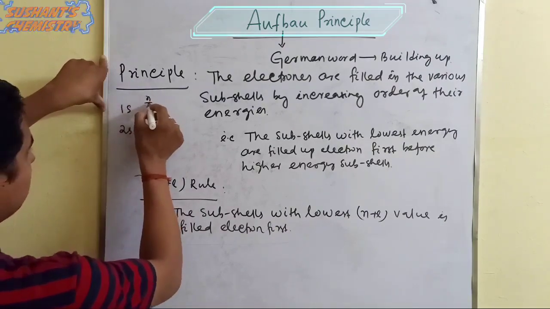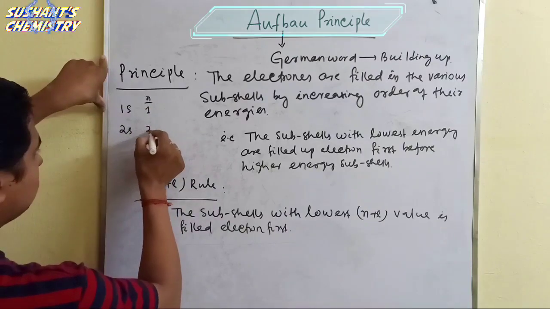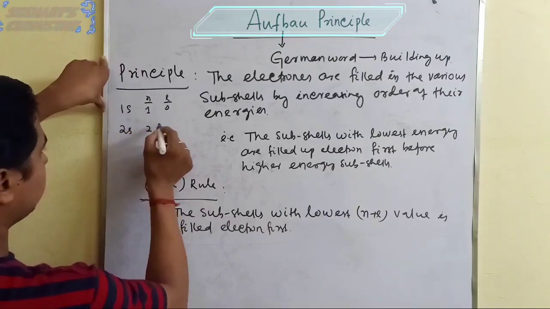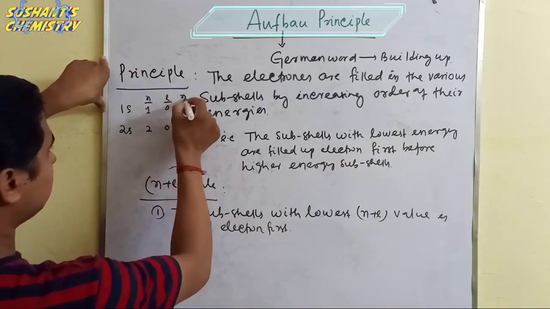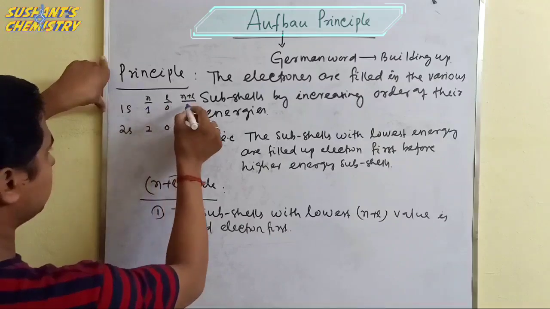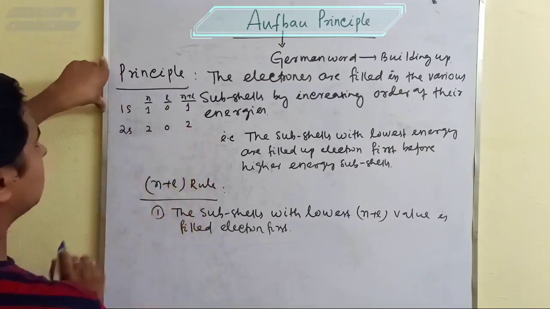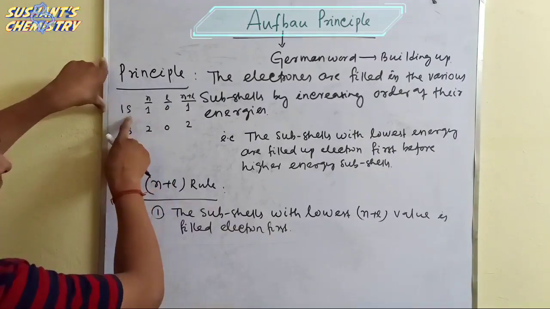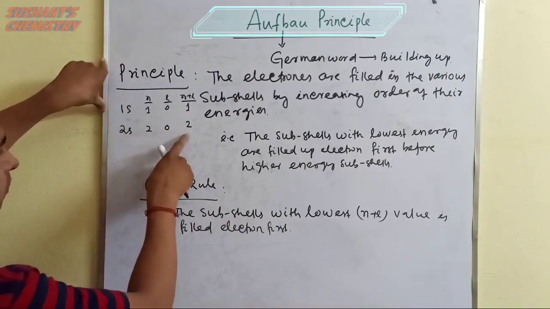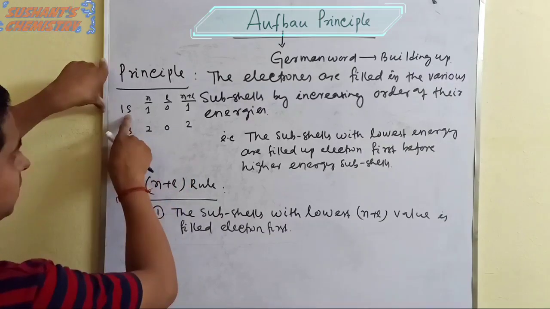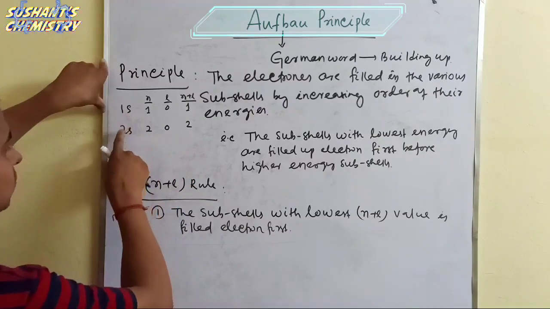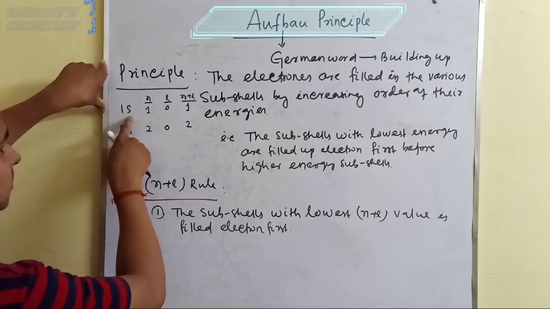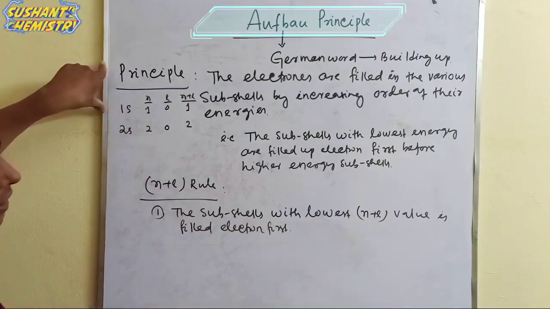For example, 1s and 2s orbitals. For 1s n equal to 1, for 2s n equal to 2. For 1s l equal to 0 for s subshell, for 2s l equal to 0 for s subshell. The value of n plus l becomes 1 plus 0 equal to 1, and 2 plus 0 equal to 2. That means the 1s subshell has lowest energy than the 2s orbital by the n plus l rule, so the 1s orbital is filled with electrons first before the 2s orbital, right?